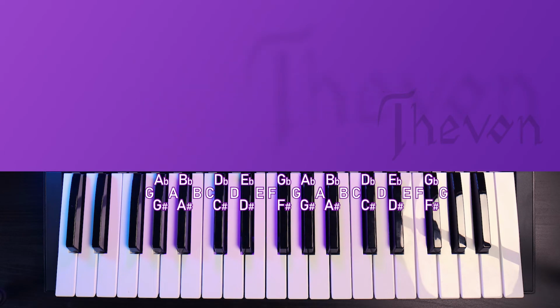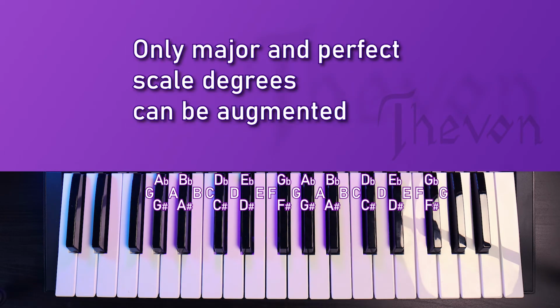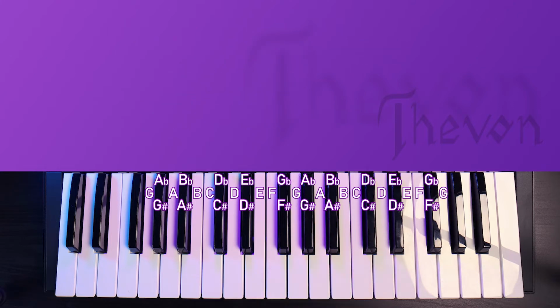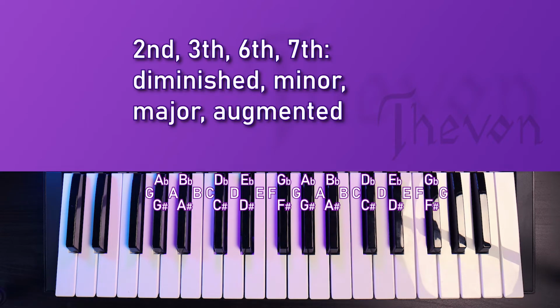We cannot augment a minor scale degree, just like we can't diminish a major scale degree. For example, an augmented minor sixth, which is A flat, would become A. A is just our major sixth. So we should remember that for the second, third, sixth and seventh scale degree, we can now have four different variants. Our minor and major variant, but also a diminished and augmented variant.